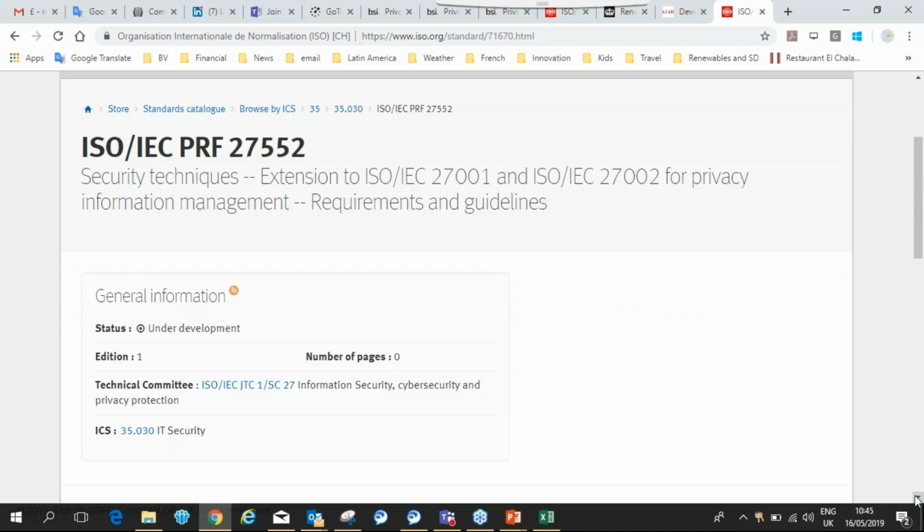I've just Googled the ISO standards, and this is what they're calling it: security techniques, and it's an extension to 27001 and 27002 for privacy information management, requirements and guidelines. So it's quite a big scope by the sounds of it. I guess I would say, reiterating what Boach has said, is that what Articles 42 and 43 of the regulations say is that you need to have a certification scheme that is aligned to ISO 17065.